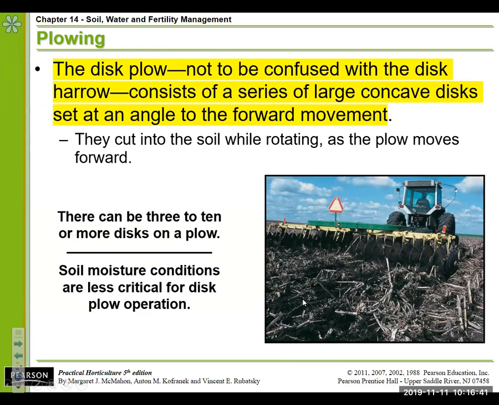We're talking about disc plowing. There's a difference here between a disc plow and a disc harrow. And that's basically what they're doing. The actual disc plow is actually cutting into the soil. Usually it's going to have some weight on the back to press those discs into the soil. And often we have a group of these discs on a plow, pulling them behind. And the benefit of the disc plow is that we're not as concerned about soil moisture conditions when we're using it.